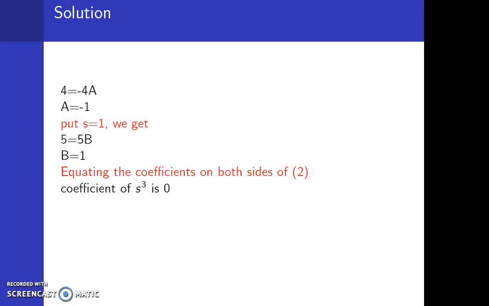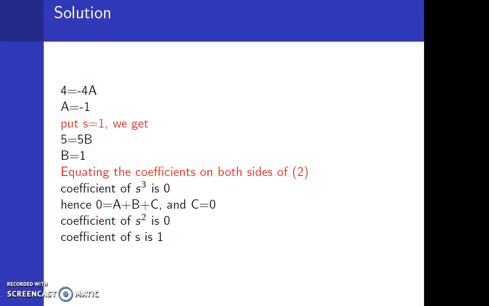The coefficient of s cube on the left-hand side is 0, and when you equate it to the right-hand side, you get A plus B plus C is equal to 0. Plugging in A as minus 1 and B as 1, you get C as 0. The coefficient of s square is 0. The coefficient of s is equal to 1. Equating it to the right-hand side, you'll get the following. Plugging in the values of A as minus 1 and B as 1, you get D as minus 1.